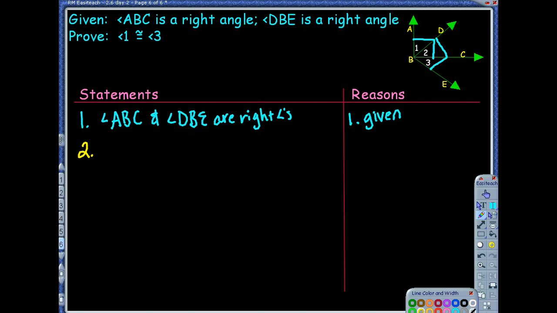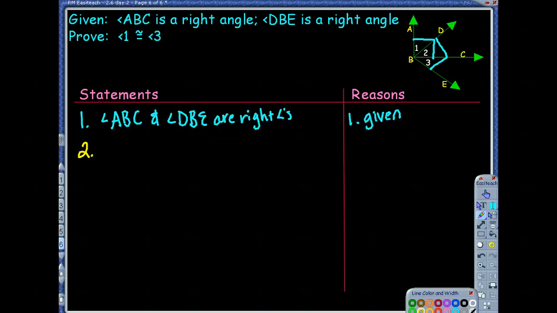What I like to do a lot of times is feed off the given if I can. Work it backwards. So I know angle ABC and angle DBE are right angles. So I could say that they're congruent. I could say they equal 90.